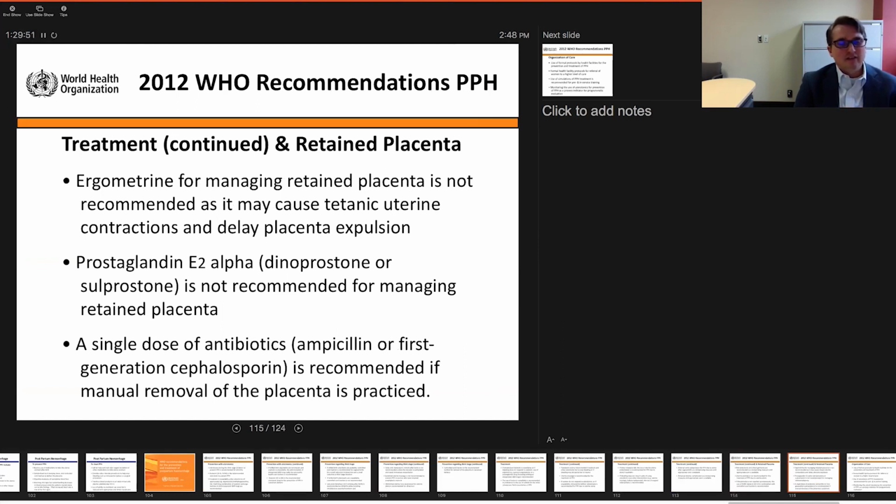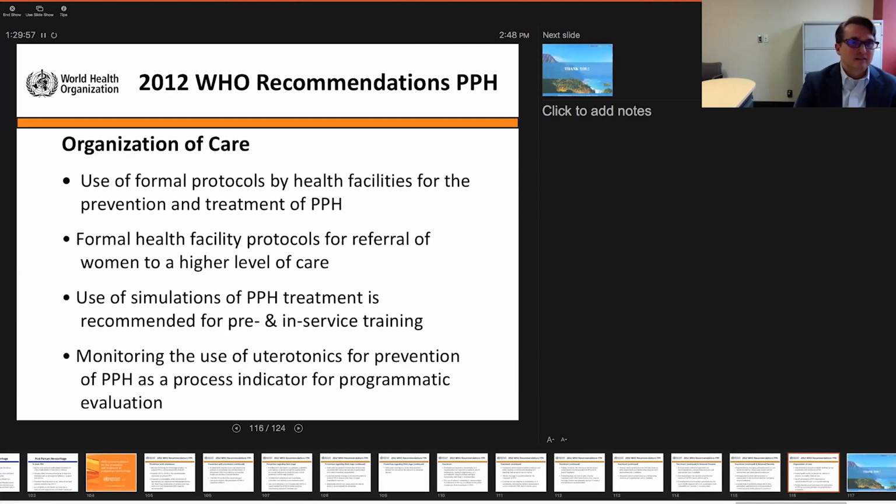It is recommended to give antibiotics if manual removal of the placenta is needed. And finally, organization of care. Again, the WHO recommends use of formal protocols, having them in place at the health facilities, ability to refer women to a higher level of care if it's unavailable at that facility, use of training and simulations to help improve the care in these crisis events, and then keeping your own data on use of uterotonics and prevention of postpartum hemorrhage as an indicator of how things are going at your facility.